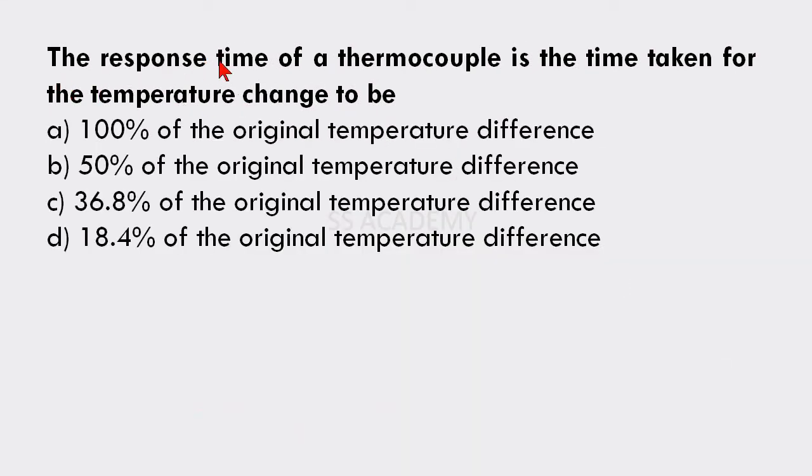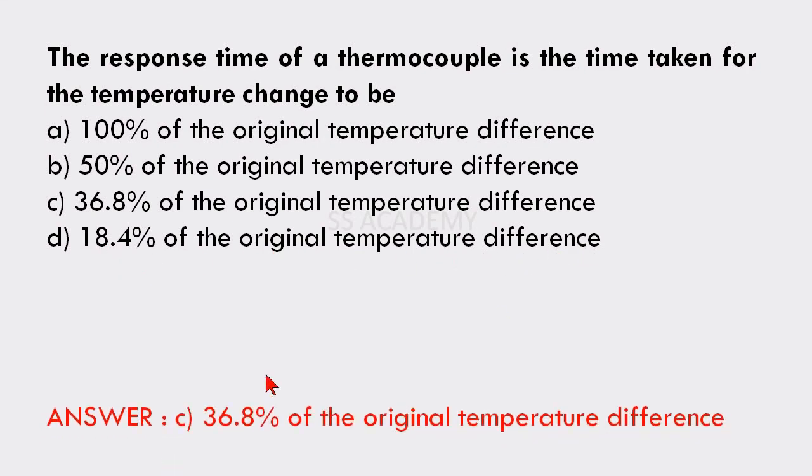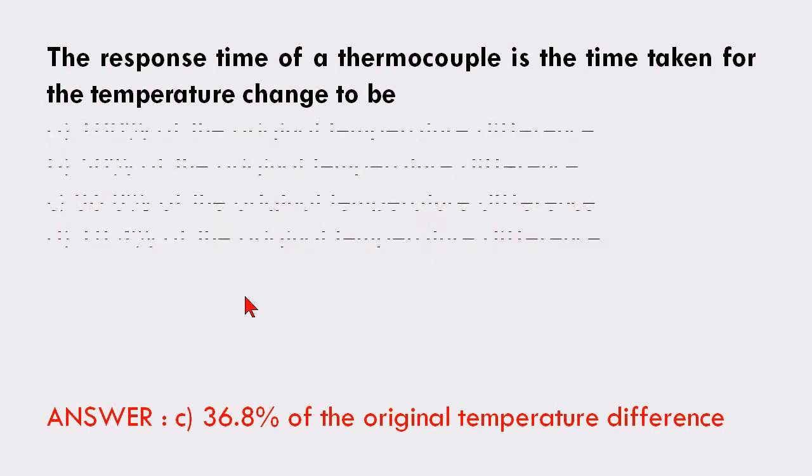Next question is, the response time of a thermocouple is the time taken for the temperature change to be 100% of the original temperature difference, 50% of the original temperature difference, 36.8% of the original temperature difference, or 18.64% of the original temperature difference. The answer is option C, 36.8% of the original temperature difference. The response time of a thermocouple is the time taken for the temperature change to be 36.8% of the original temperature difference.